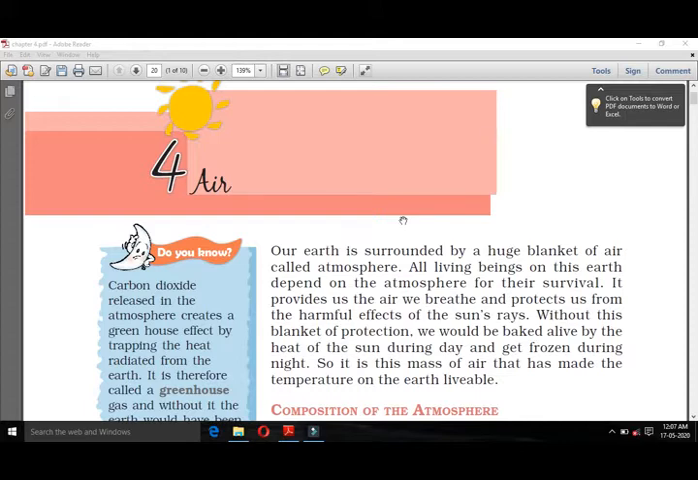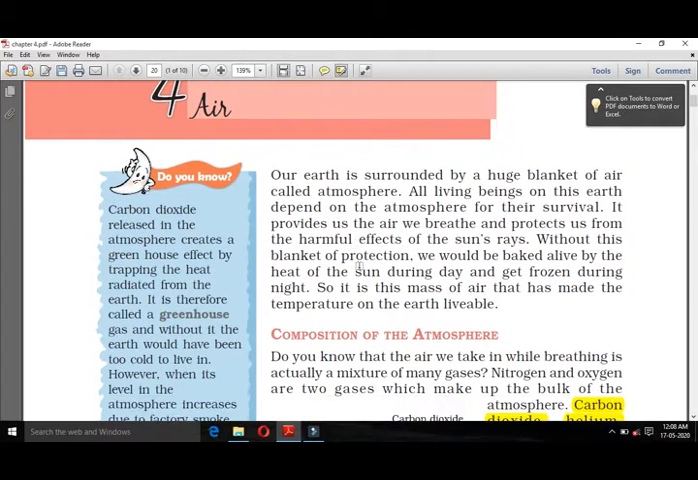So our earth is surrounded by a huge blanket of air. It is called atmosphere. All living beings need air for their survival. Without air, we cannot stay on this earth. Without air, at daytime, our earth would become so hot that we could not survive there, and at night it would become frozen.